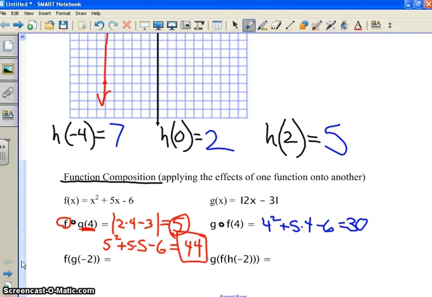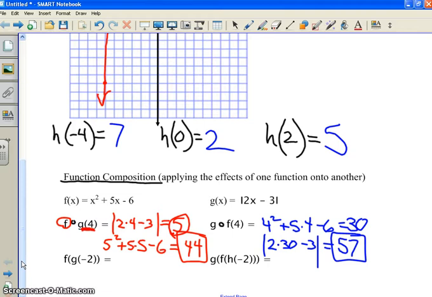And now we're going to take that answer for f and plug it into the g function. So g of 30 is going to be the absolute value of 2 times 30. Take away 3. 2 times 30 is 60. Take away 3 is 57. The absolute value of 57 is 57. And notice we do not get the same answer as f following g. So composition of functions is not commutative. You have to do it from right to left.